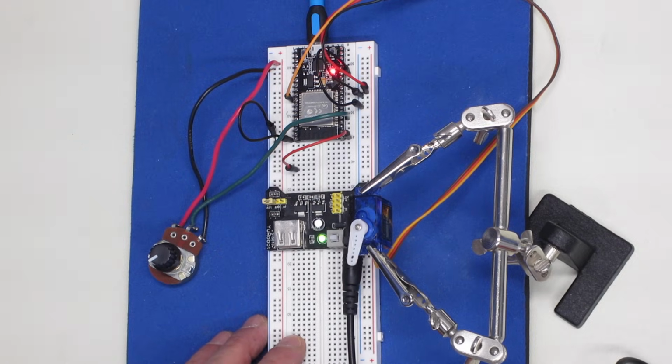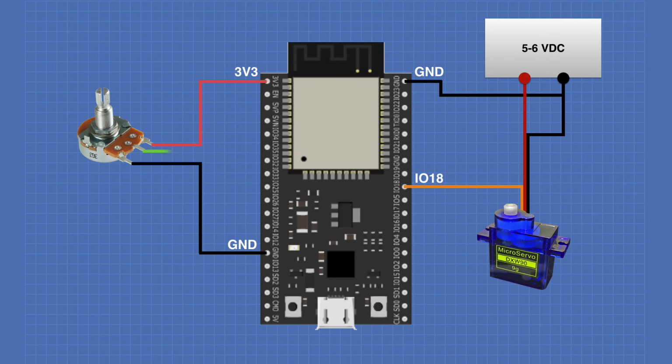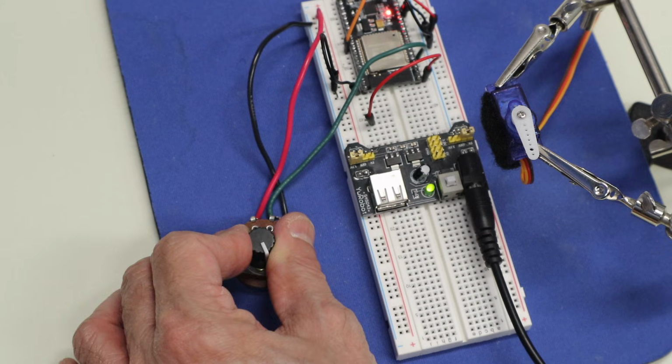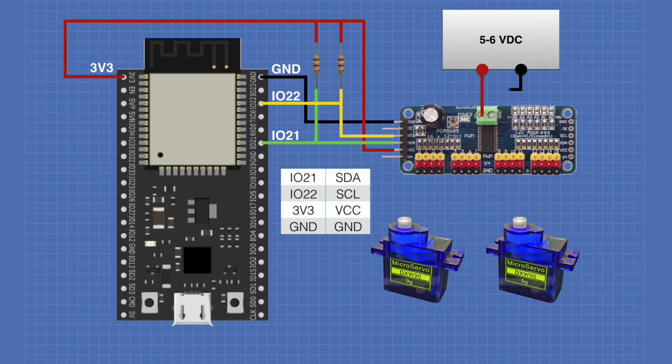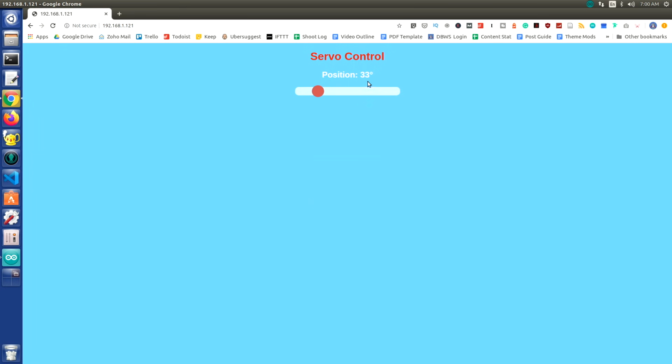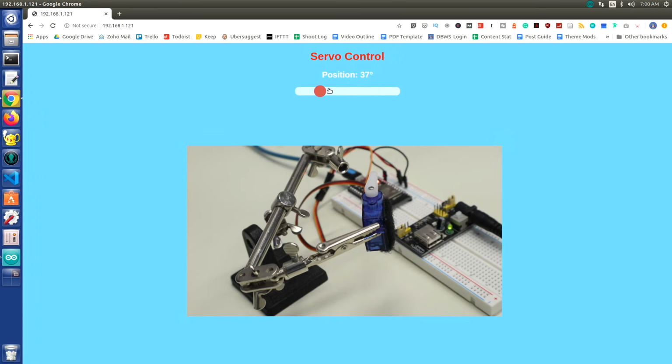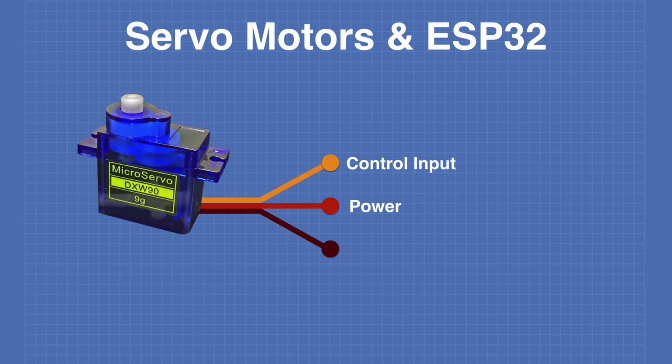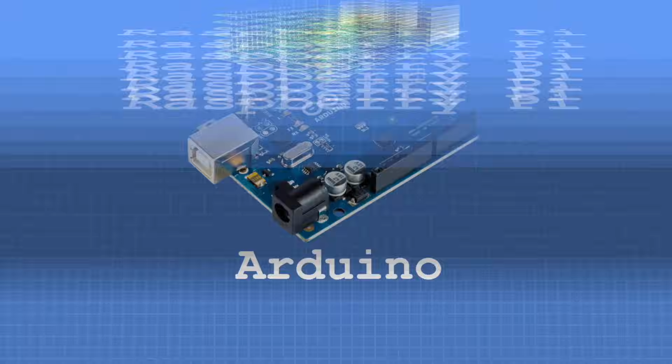Today in the workshop we're controlling servo motors with the ESP32. We'll examine several ways of connecting and using analog servo motors directly and with I2C. We'll also build a web-based interface to control a servo over Wi-Fi. We're in the right position today, so welcome to the workshop.